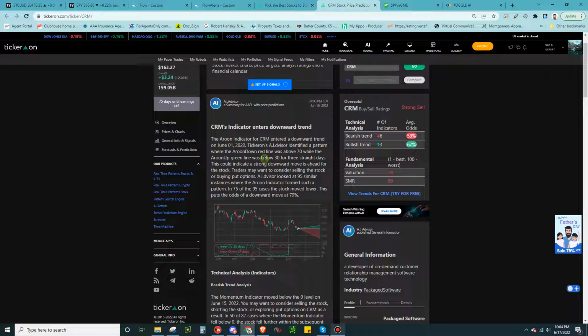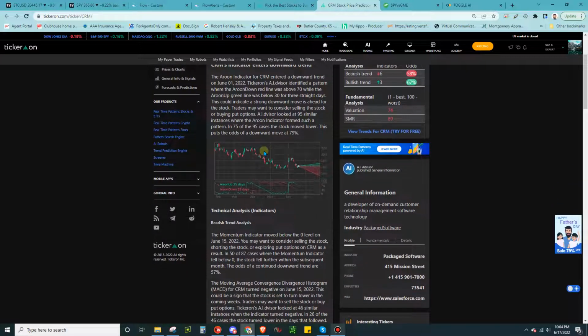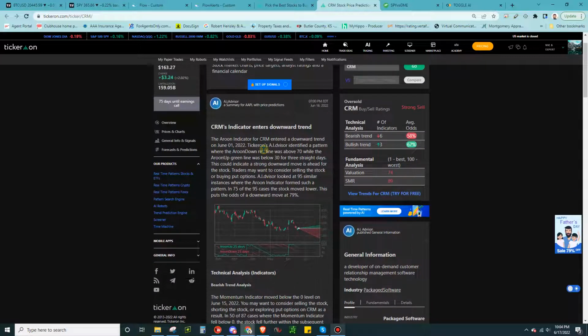So we're combining AI technicals, fundamentals, insider buying and selling, combining them all to get an idea of what's going to happen with this stock, or if we can get a good bet as far as where it could go. Anyways, it enters a downtrend based off of one indicator, the Aroon indicator. It has a nice little stat here: 75 out of 95 cases, the stock moves lower. So there's a good 79% chance that it moves lower. I like those odds. I like those odds a lot.